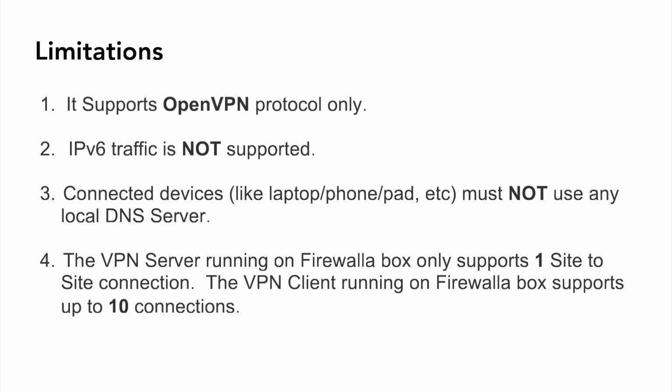There are some limitations for Firewalla VPN Client feature at the moment. It supports OpenVPN protocol only. IPv6 traffic is not supported, means IPv6 traffic will not be routed to the VPN connection. Please make sure your router's IPv6 option is turned off. Connected devices like laptop, phone, pad must use either public DNS servers or the DNS server running on your home router. Firewalla VPN server can establish a remote VPN connection with multiple VPN clients, but can only establish one site-to-site VPN connection at any given time.